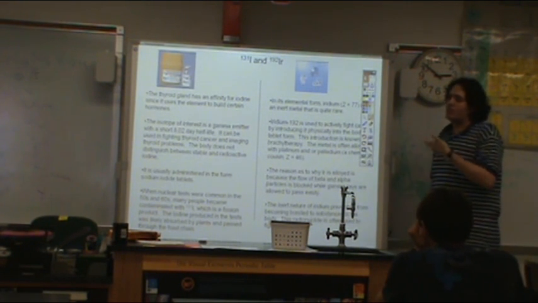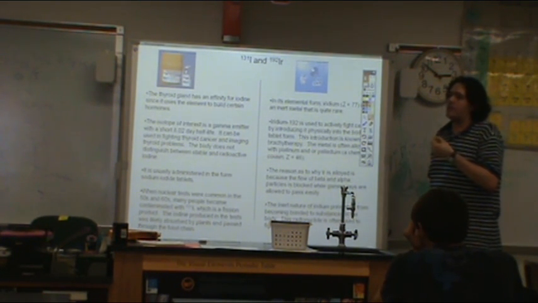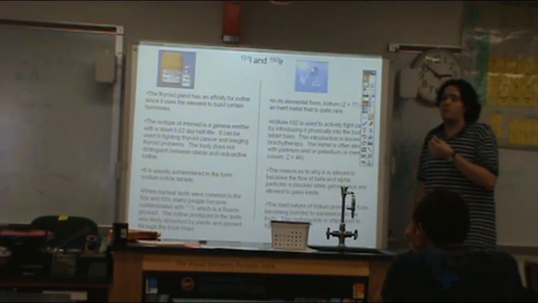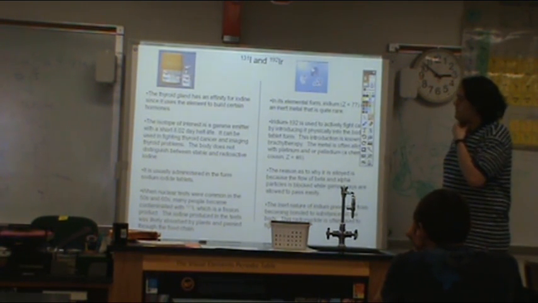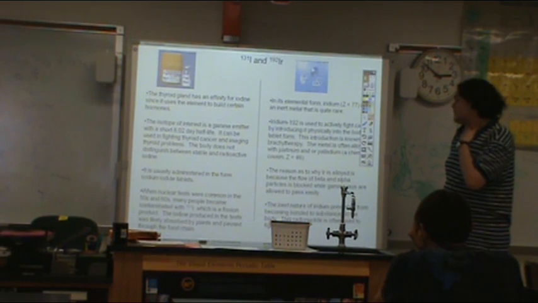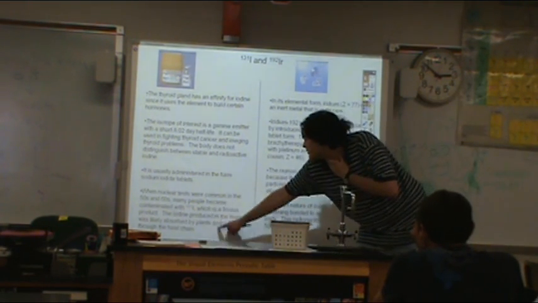Eventually, the gamma rays are spewed by the isotope and help to fight against cancer. And here I put a fun fact over there.